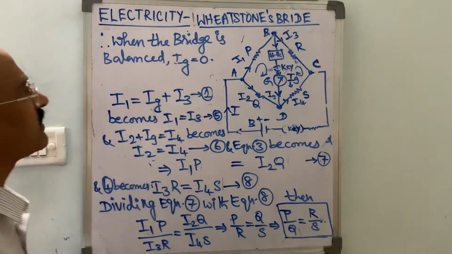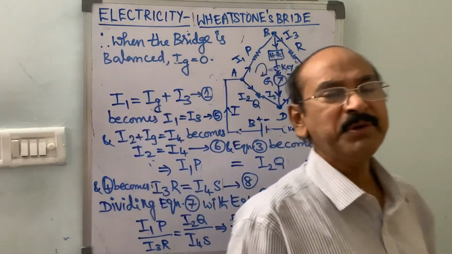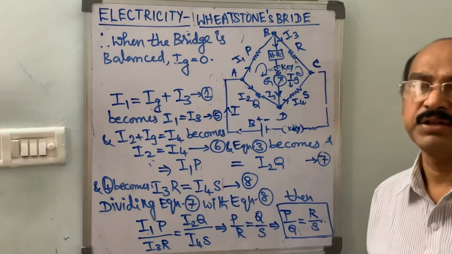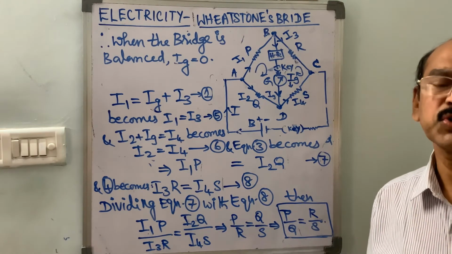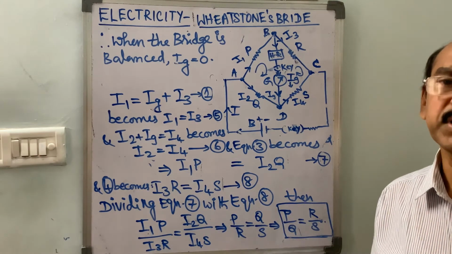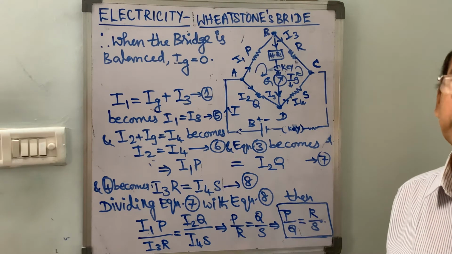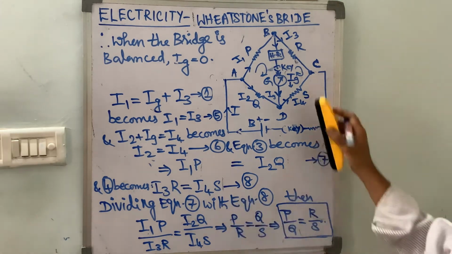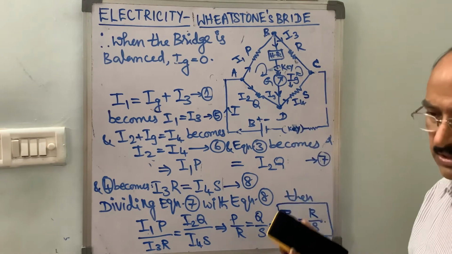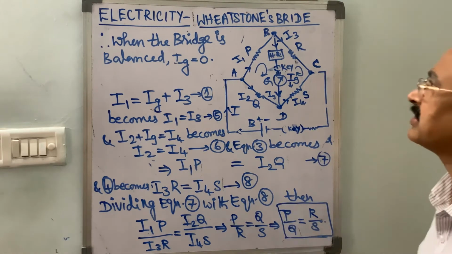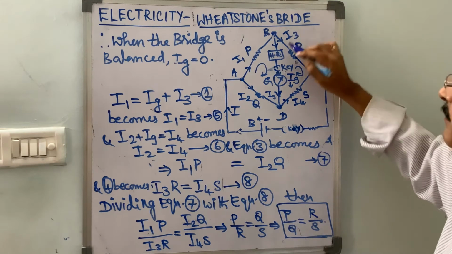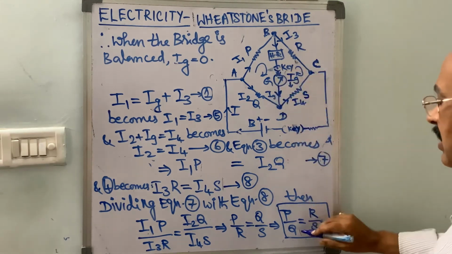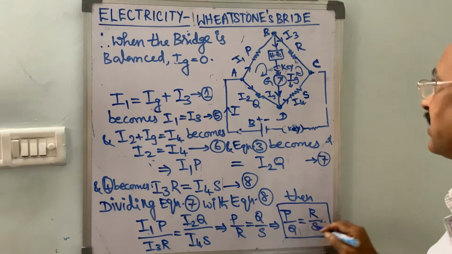Based on this Wheatstone bridge, the meter bridge is designed to find the unknown resistance value and also to find the specific resistance of the given wire. So now we shall discuss the meter bridge. Before going to that, once again we discuss the derivation of the balancing condition of the Wheatstone bridge.